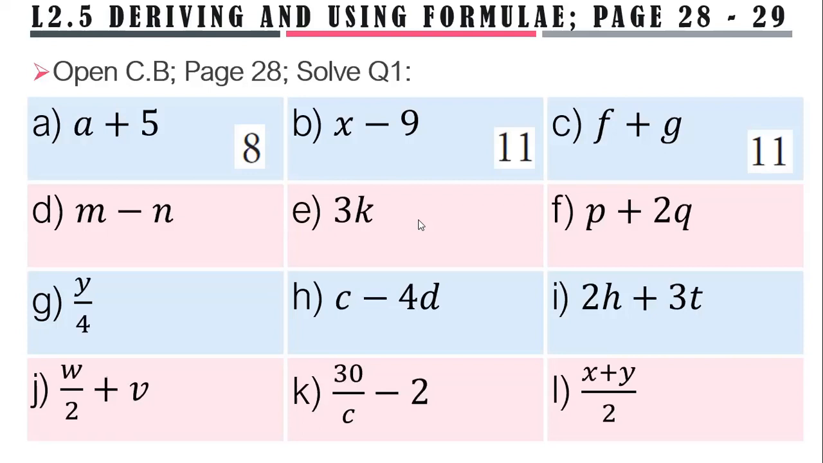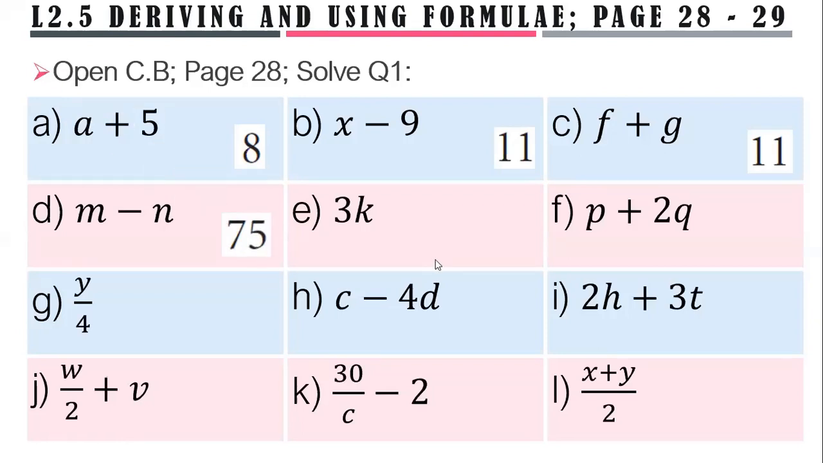Next one. Yasmin, where are you? Okay, I'm going back now. Wasfa. D, M minus N, when M equals 100 and N equals 25, 100 minus 25 is 75. Excellent job. Thank you very much. So this one is 75.